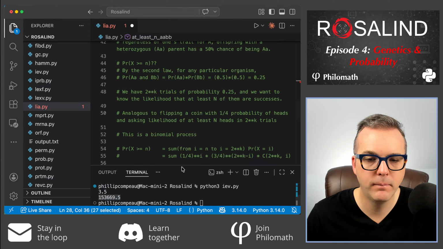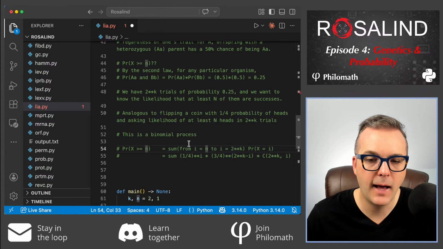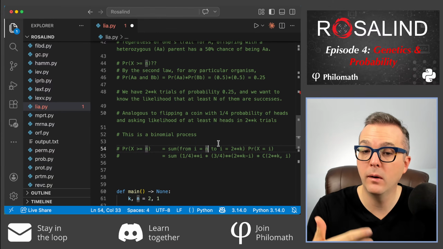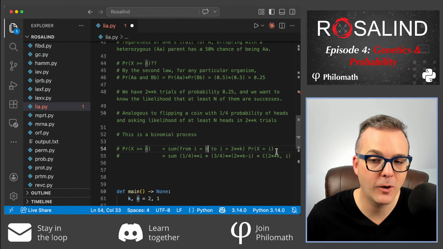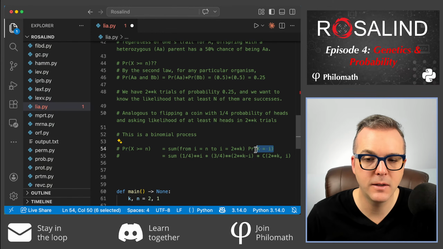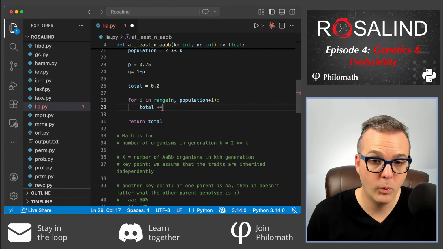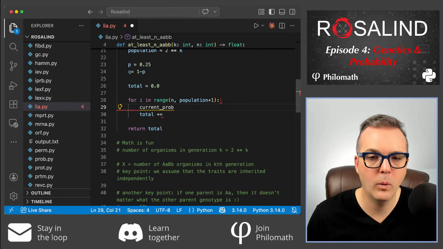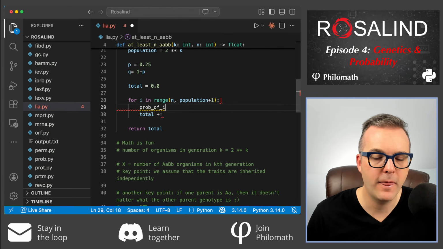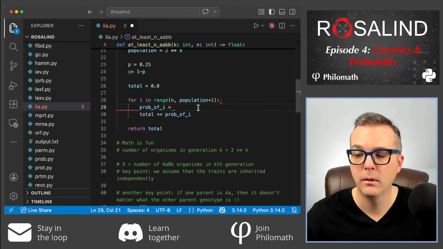Here's where I have my sum, in this case, of all the possibilities. So I'm saying i is going to range from n to 2 to the k. What i represents is, for this particular outcome, the number of offspring that are indeed heterozygous for both traits. So the number of heads that came up in our coin flips. So I'm doing this sum, and then I'm going to need to take this probability. At the end, I'm going to say total plus equals something. So I'm adding the current probability, or probability of exactly i, equal to something. After I compute this, I'm just adding that probability into the total. And in the meantime, I need to compute it.